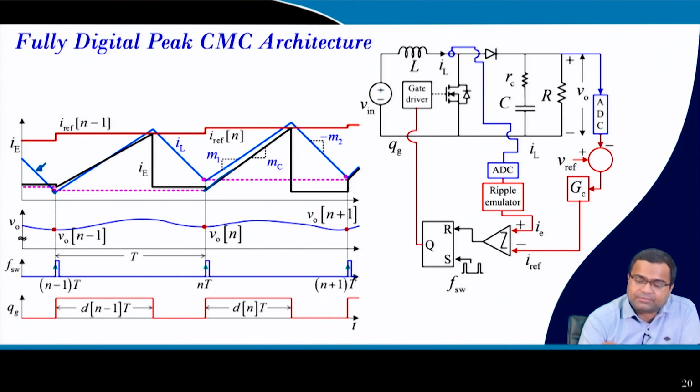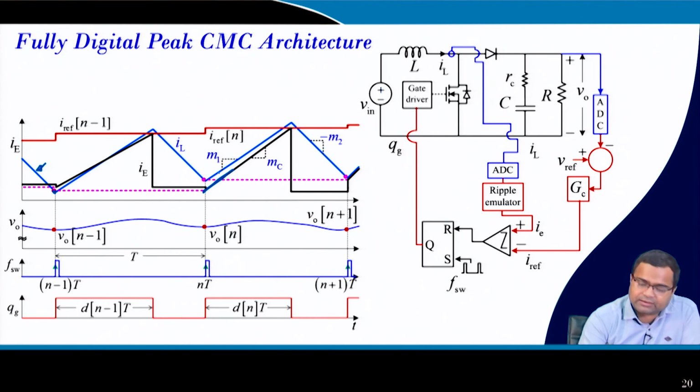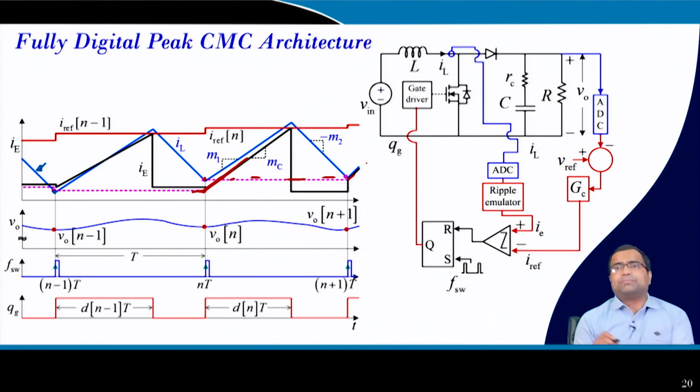now you are adding this ramp, and the black color is the ramp that we are adding. That means, if I use a red color, so this is the ramp we are adding here. Similarly this current is extended here, adding a ramp here. So, by that way we can implement fully digital current mode control.